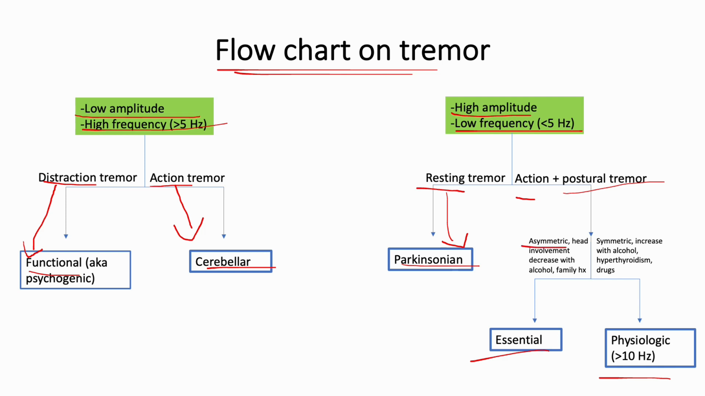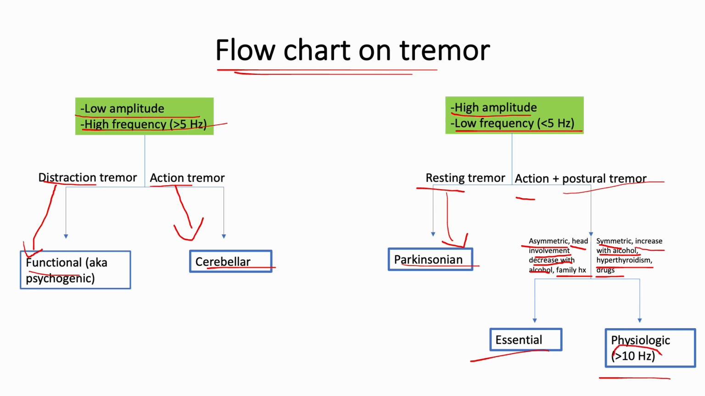So if it's asymmetric, the head is involved, there is decrease of the tremor with alcohol intake, or there is a family history in the patient with relatives that have similar symptoms, it most likely is an essential tremor. Whereas if the tremor is symmetric, increases with alcohol, or increases with hyperthyroidism and drugs like SSRI or lithium, this means that tremor is physiologic.